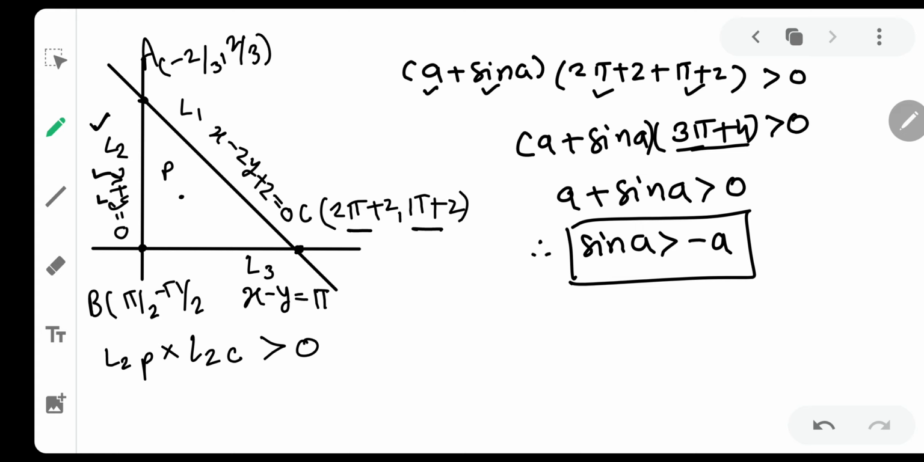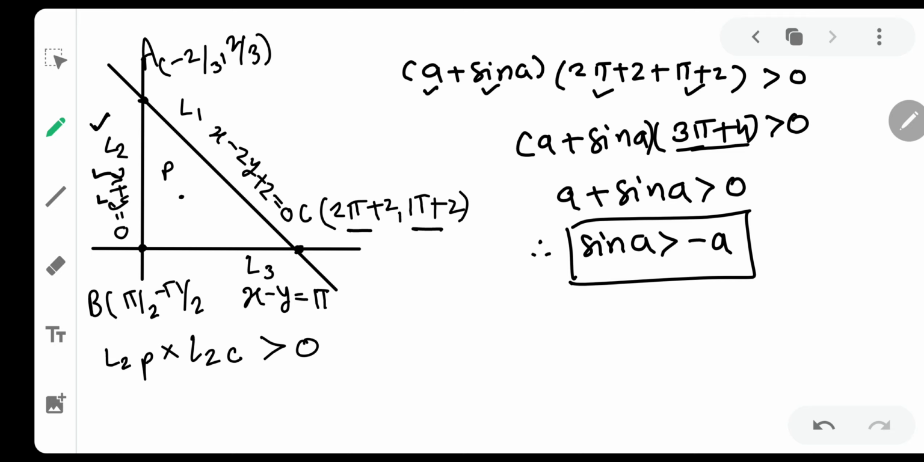Now how to solve this inequality? For that you should have a better knowledge of graphs. If you don't have a better knowledge of graphs, then it will be difficult. So I will suggest you watch our series Play with Graphs. The playlist is provided in the comment box and in the description also. Go there in the description box, click on the playlist Play with Graphs, and you will find innumerable graphs plotted there from the basics. Sin A should be greater than minus A.